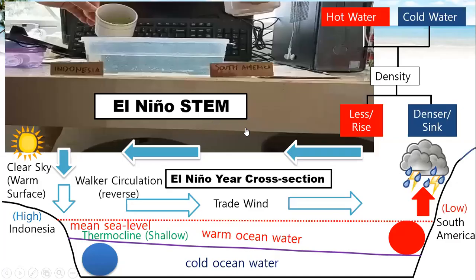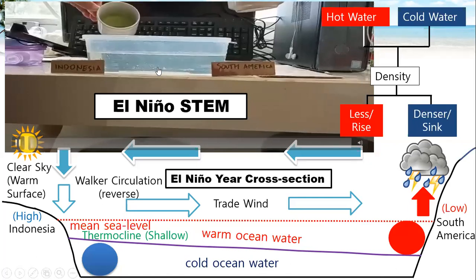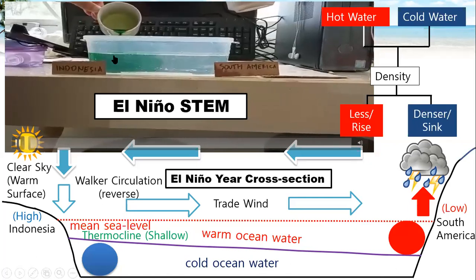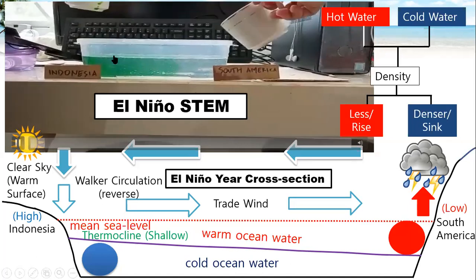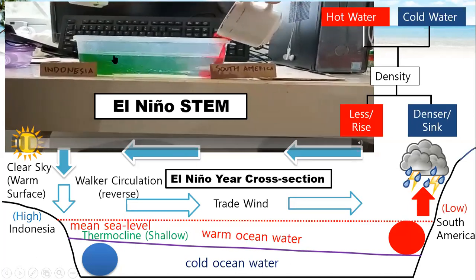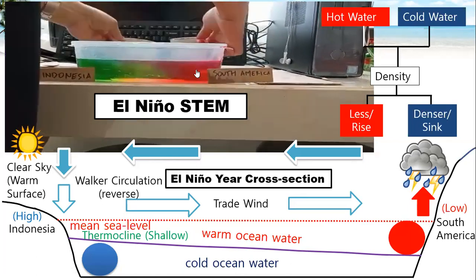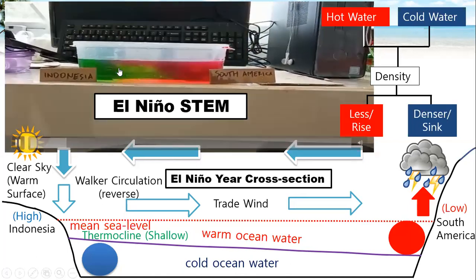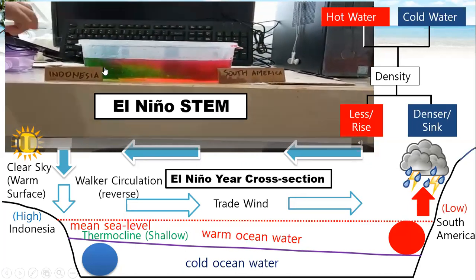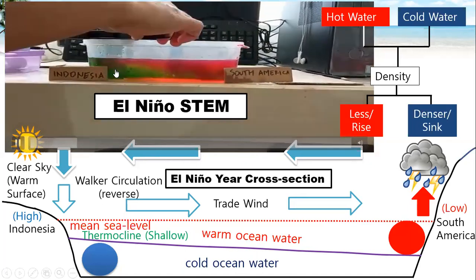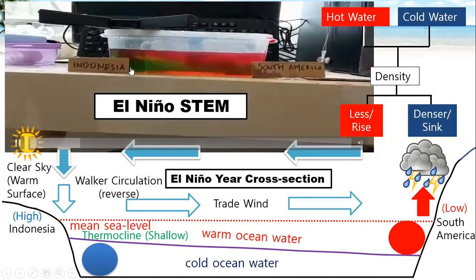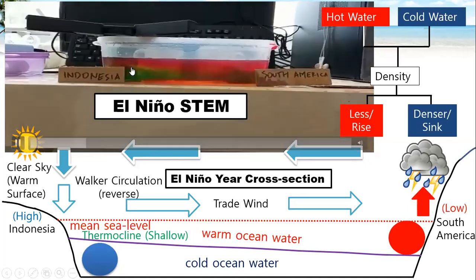So here we set up the El Nino STEM demonstration. It is very easy to conduct. We filled the plastic container with water, and then we mixed it with cold water, represented by green color, and warm water represented by red color. So here you can see that the green color means that the cold water is sinking because of its high density.